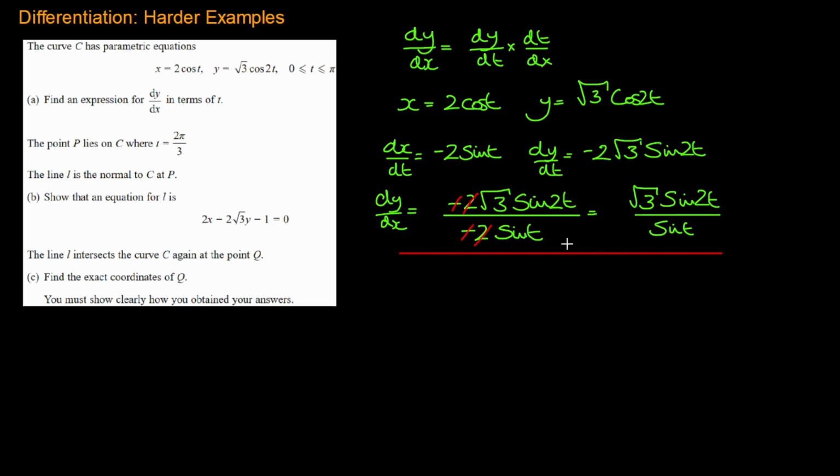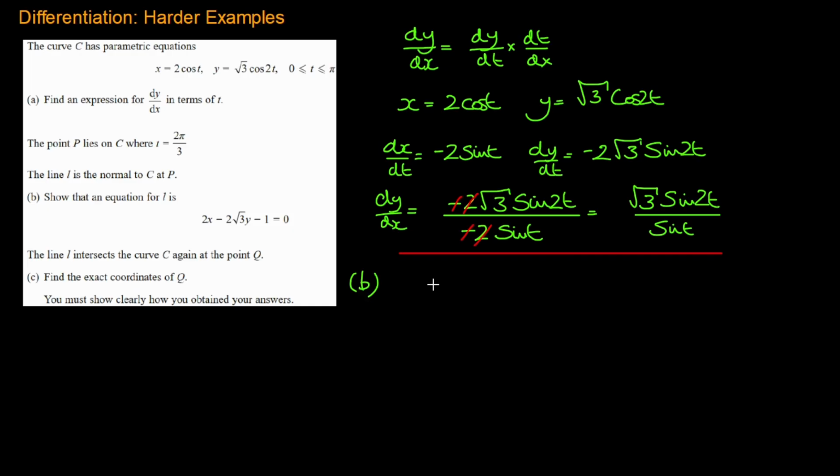I always think it's all very well writing this down, but what have we actually done? We've actually found the gradient function of the curve C. In other words, we know the gradient at every point on curve C, provided we know the value of t. With that knowledge, let's have a look at part B.